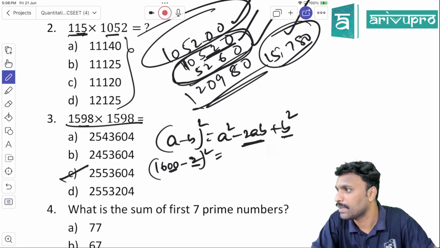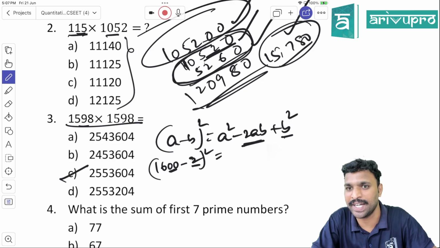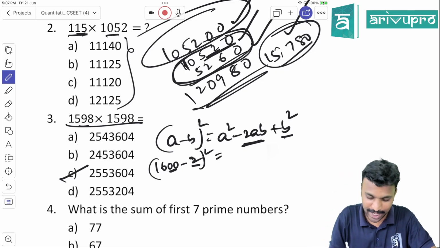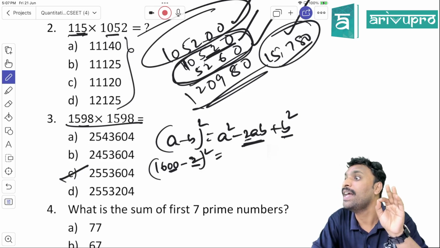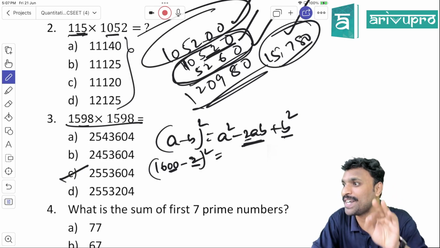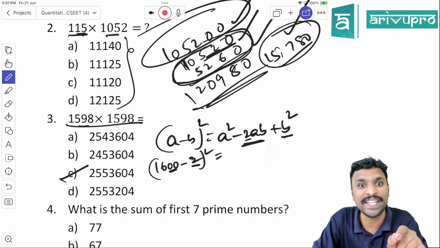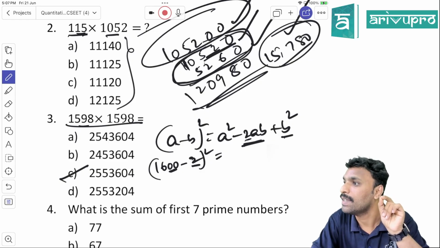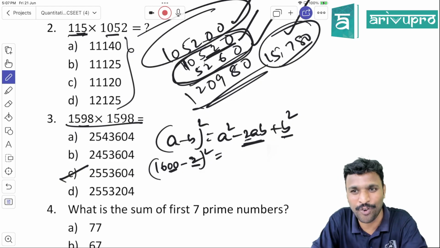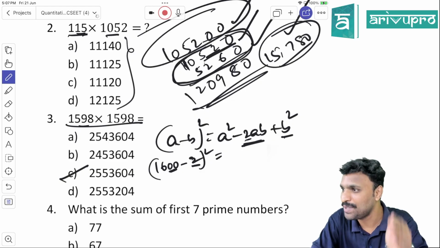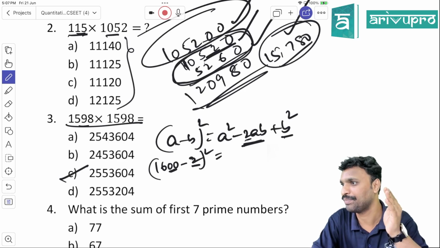1600 into B is how much? 1600 into 2 is 3200. Into 2 is what? 6400. Out of 60,000, subtract 6,400. You are subtracting 6,400 from 60,000; if you subtract 6,400, you get 53,600.